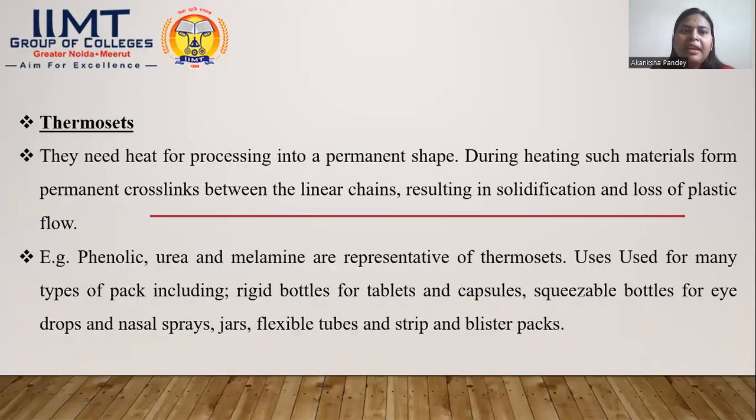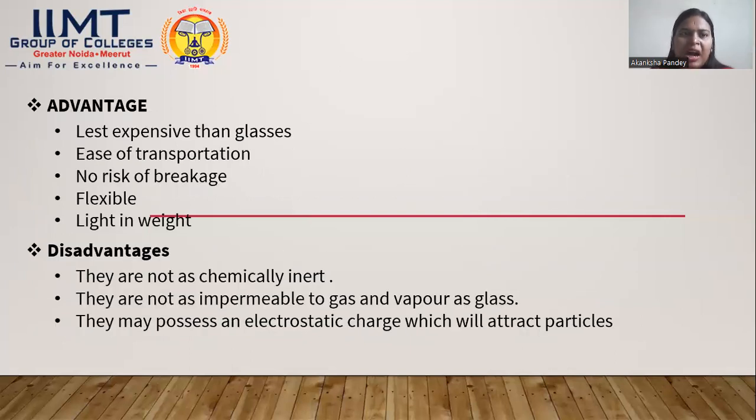And thermosets need heat processing into the permanent shape. For the permanent shape, thermosets need high heat; during heating, such material forms permanent cross-links between the linear chains, resulting in solidification and loss of plastic flow. Examples are phenolic, urea, and melamine, representative of thermosets. These are used for many types of packs, including rigid bottles of tablets. If you have seen tablet bottles, these are examples of thermosets.